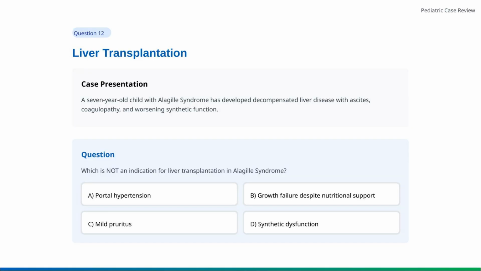A 7-year-old child with Alagille syndrome has developed decompensated liver disease with ascites, coagulopathy, and worsening synthetic function, which is not an indication for liver transplantation in Alagille syndrome. Option A, portal hypertension. Option B, growth failure despite nutritional support. Option C, mild pruritus. Option D, synthetic dysfunction. Consider the established indications for liver transplantation in Alagille syndrome and which condition would not typically warrant this major intervention.